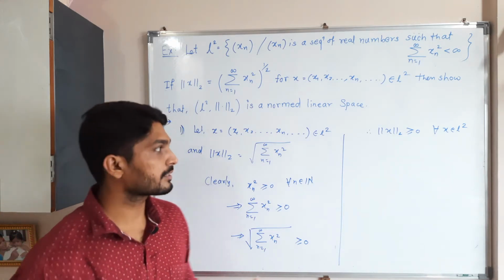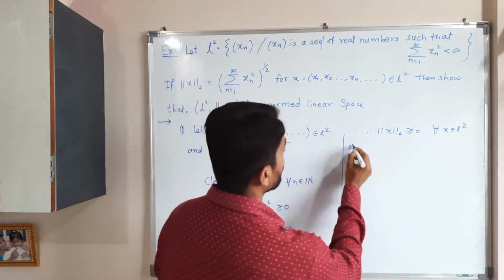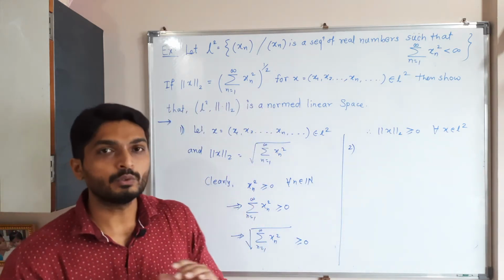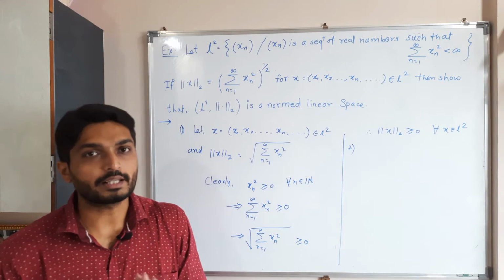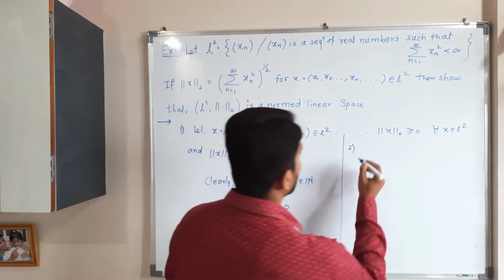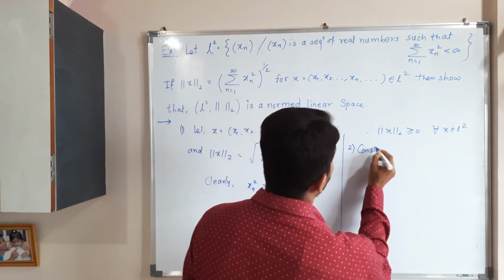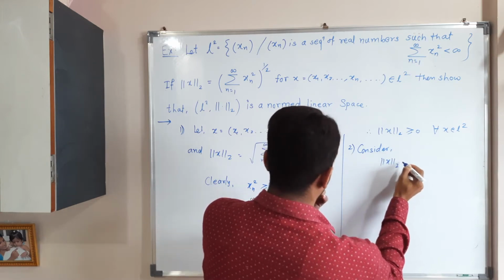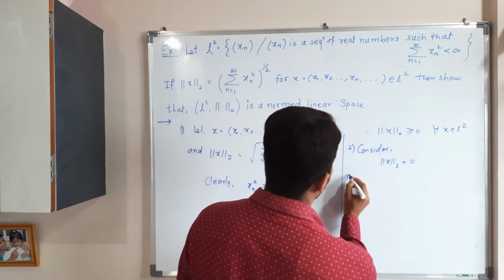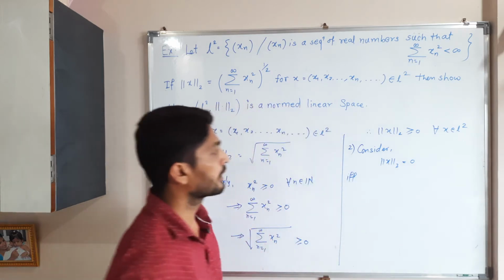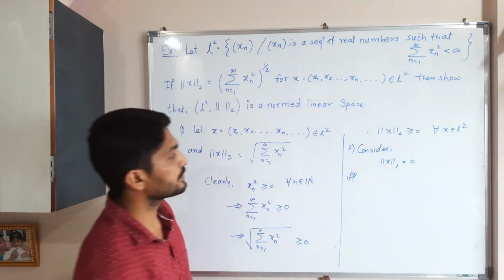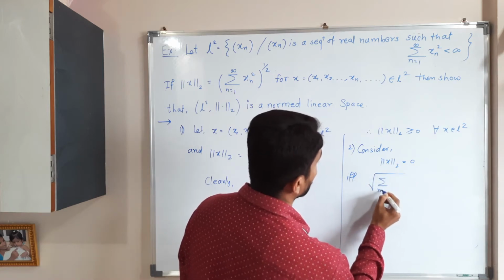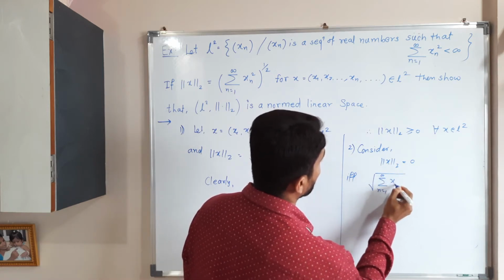Let us try to prove the second property. In the second property we consider norm x 2 is equal to 0, and after that we will try to prove that x is equal to 0. So consider norm x 2 is equal to 0. Let us apply its definition. The definition is the square root of the summation, n running from 1 to infinity, xn square, is equal to 0.